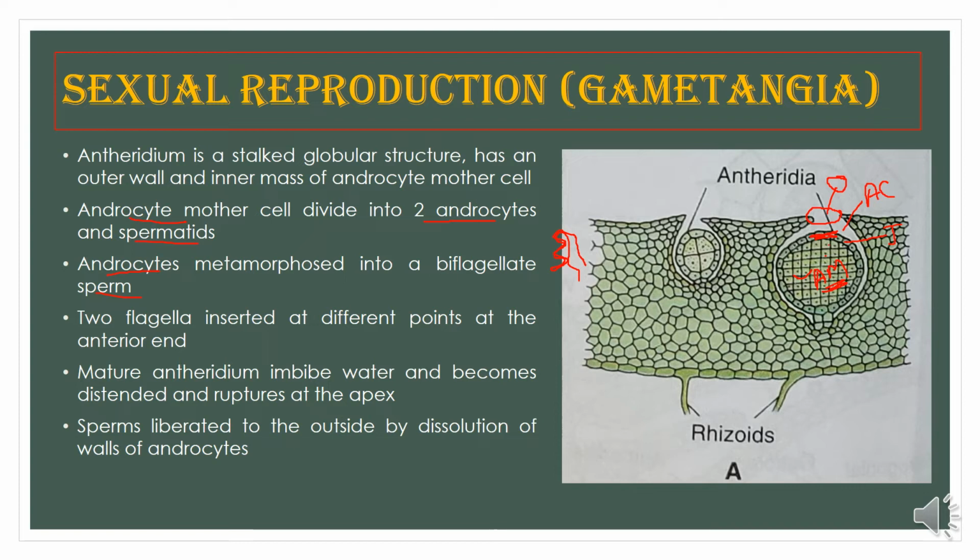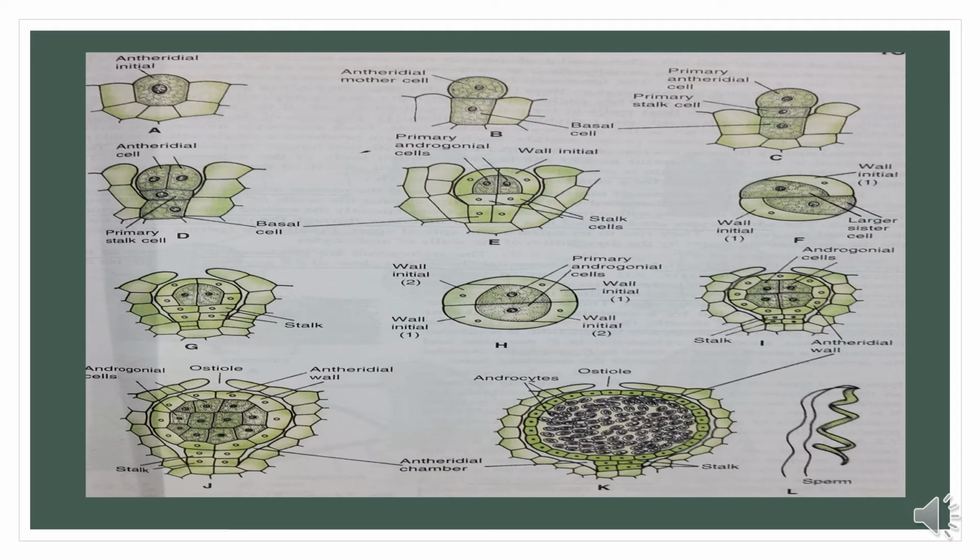As the sperms mature, the upper layer of the jacket cells imbibes water and swells, showing hygroscopic movement. Then the upper portion ruptures, and the sperms swim out through the opening into the water present on the upper surface of the thallus. This is how the sperms are liberated on the dorsal surface along the midrib.